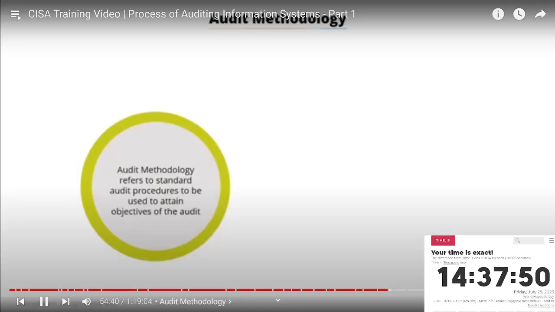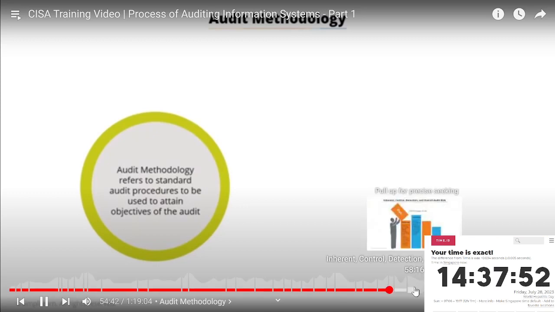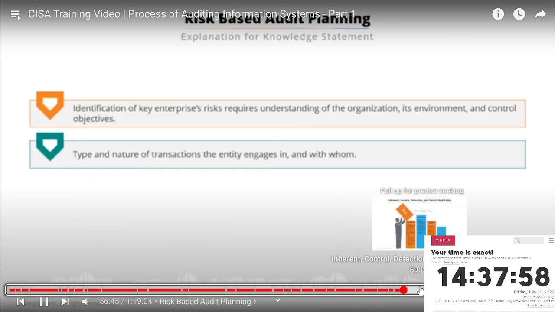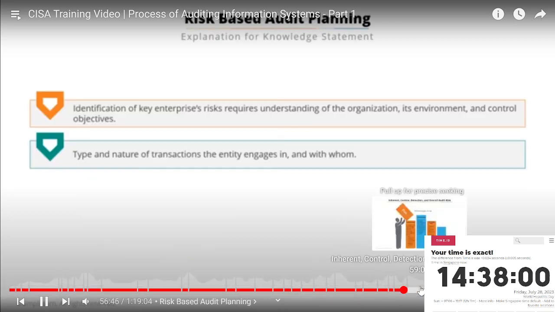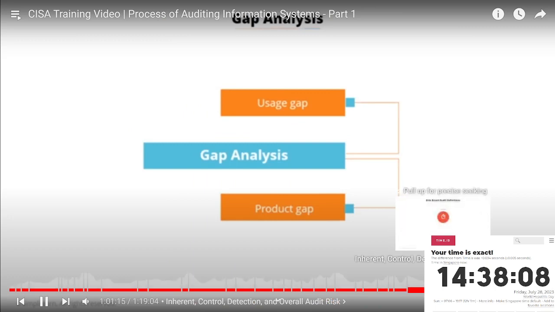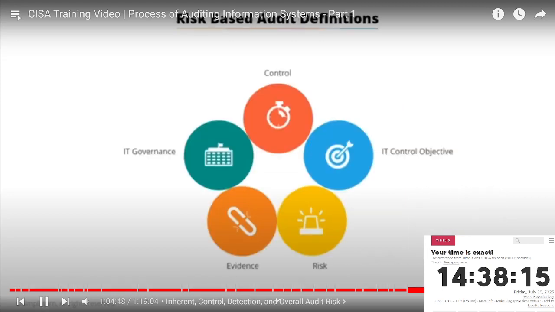Audit methodology are the standard audit procedures that are used to attain the objectives of the audit. This is a documented approach. Overall audit risk is the summation of all the audit risk. These situations require multiple controls to address specific issues in your risk-based audit.